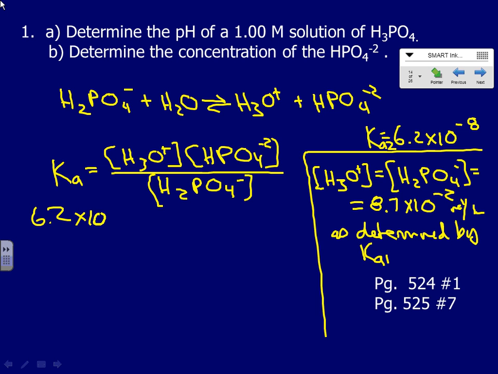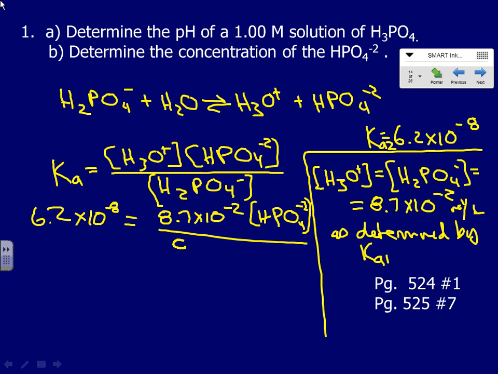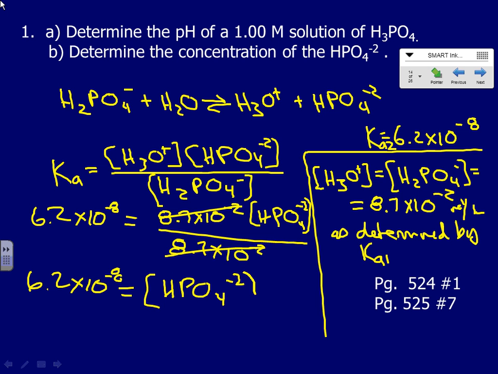6.2 times 10 to the negative 8. I'm going to have 8.7 times 10 to the negative 2. And this isn't supposed to work out this way, I don't think. It's going to cancel out, isn't it? Does that cancel out? 8.7 times 10 to the negative 2. Well, that's interesting. That's mathematically giving me 6.2 times 10 to the negative 8, and that is equal to the HPO4 2 minus concentration. And that's moles per liter.